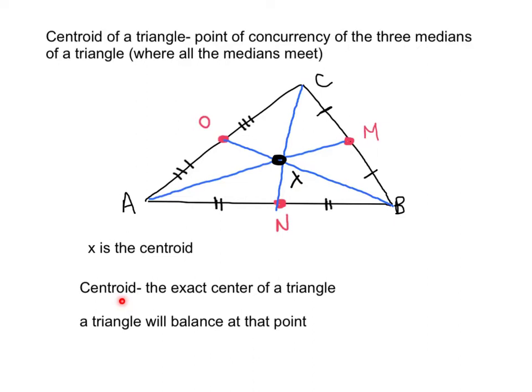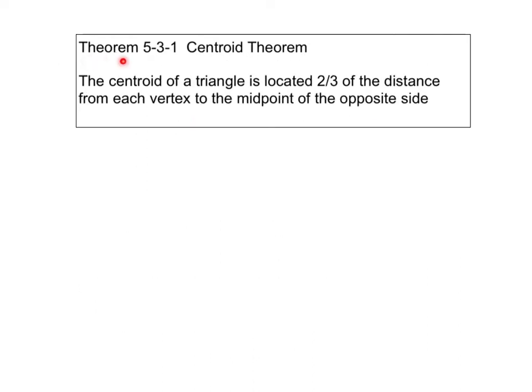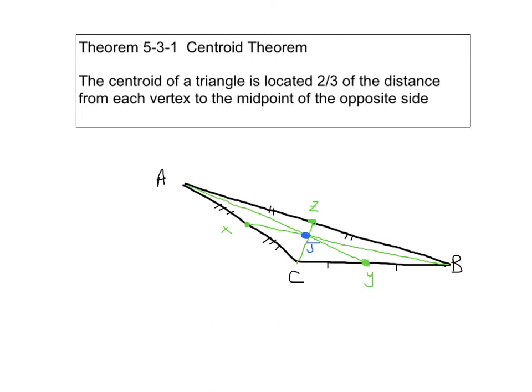So of course we have some theorems that deal with the centroid. Centroid theorem, theorem 5-3-1, says that the centroid of a triangle is located 2/3 of the distance from each vertex to the midpoint of the opposite side. Okay, so what does that all mean?